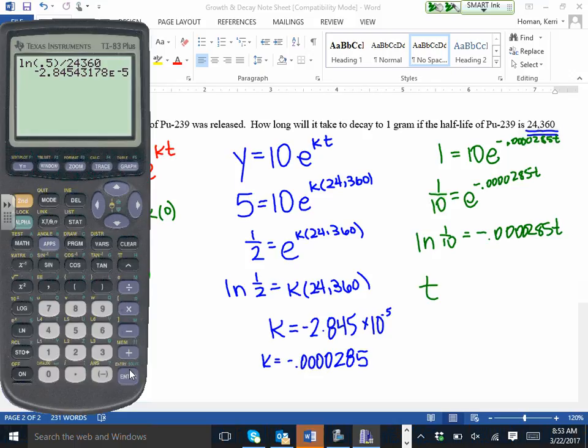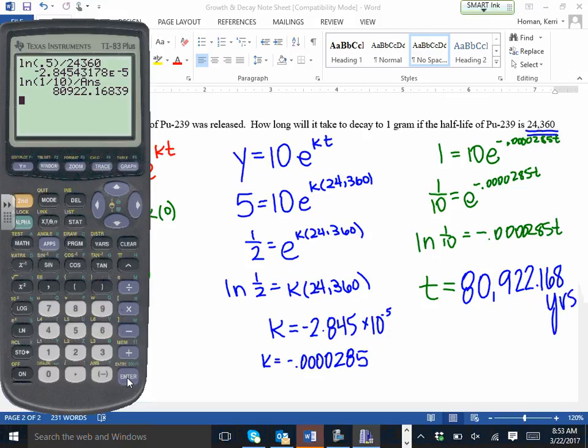Okay, so if this were me, I would just take the natural log of 1/10 and then divide by my answer that I already have in my calculator so I don't have to type it out again. 80,922.168 years. So just over 80,922 years.